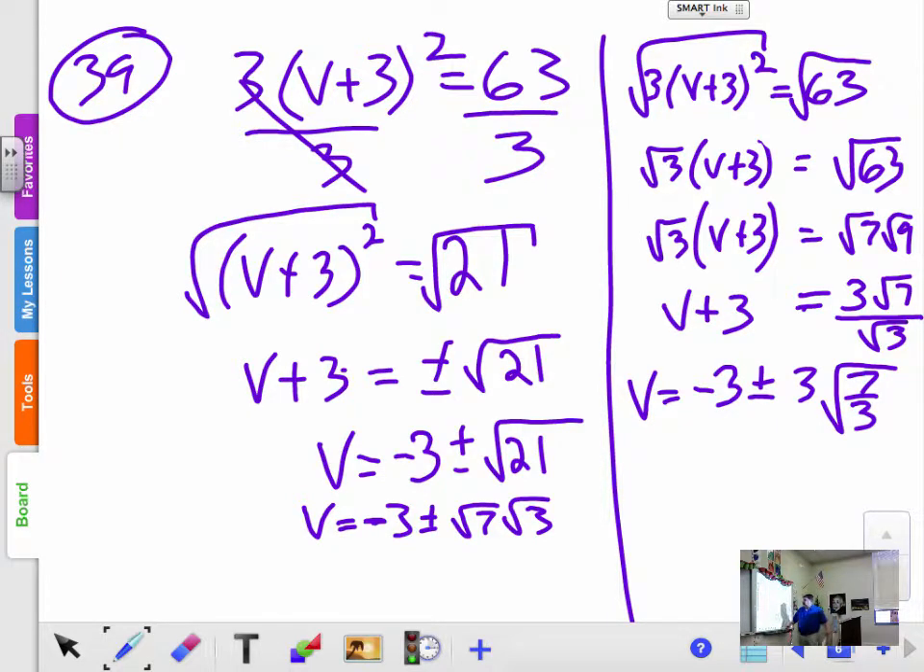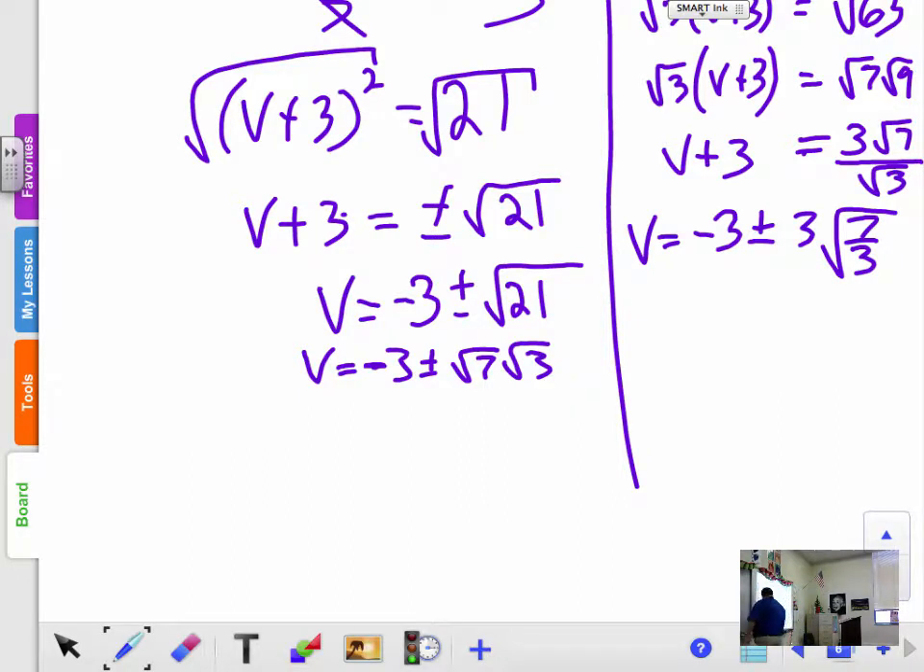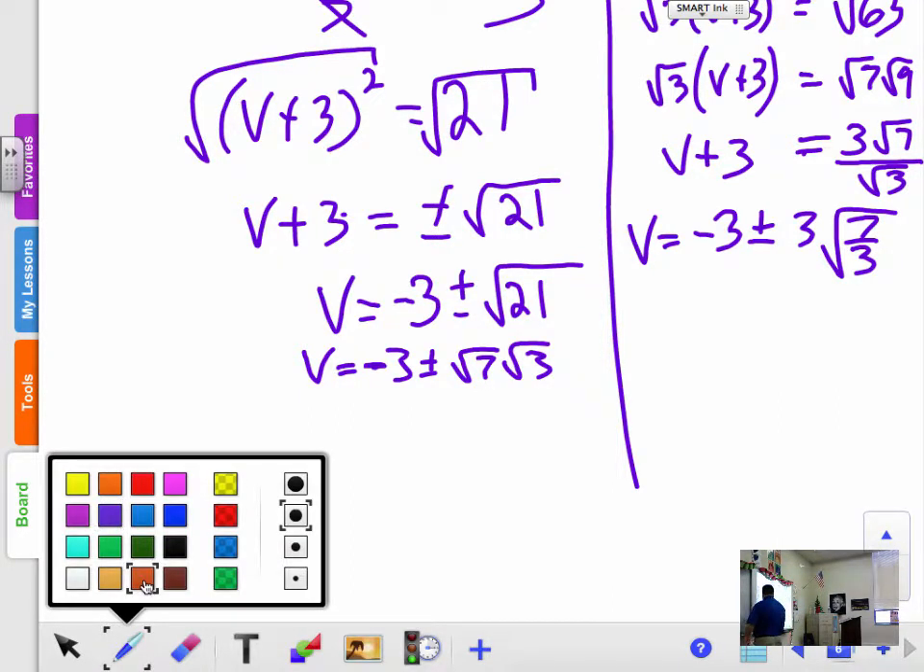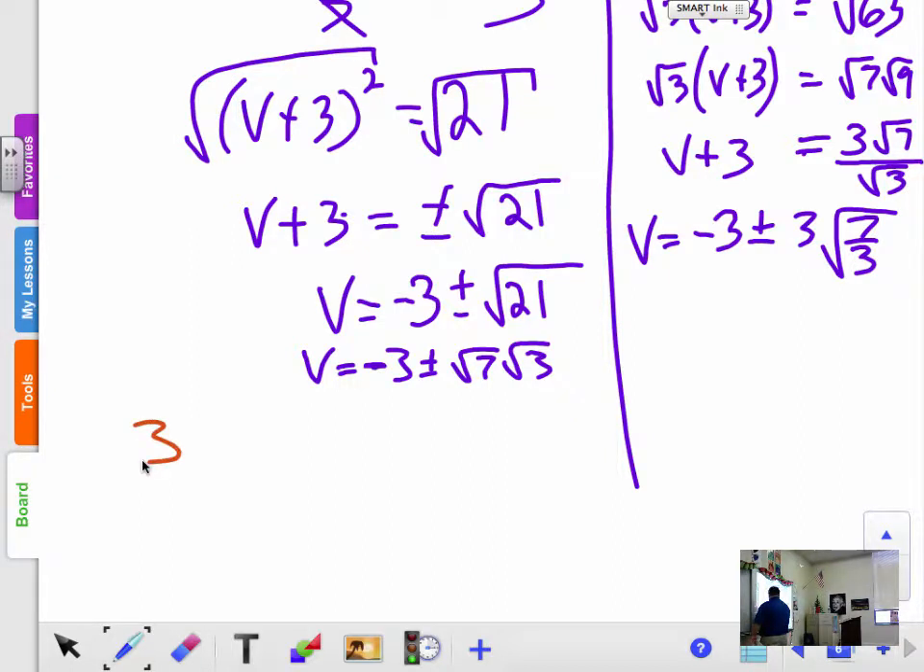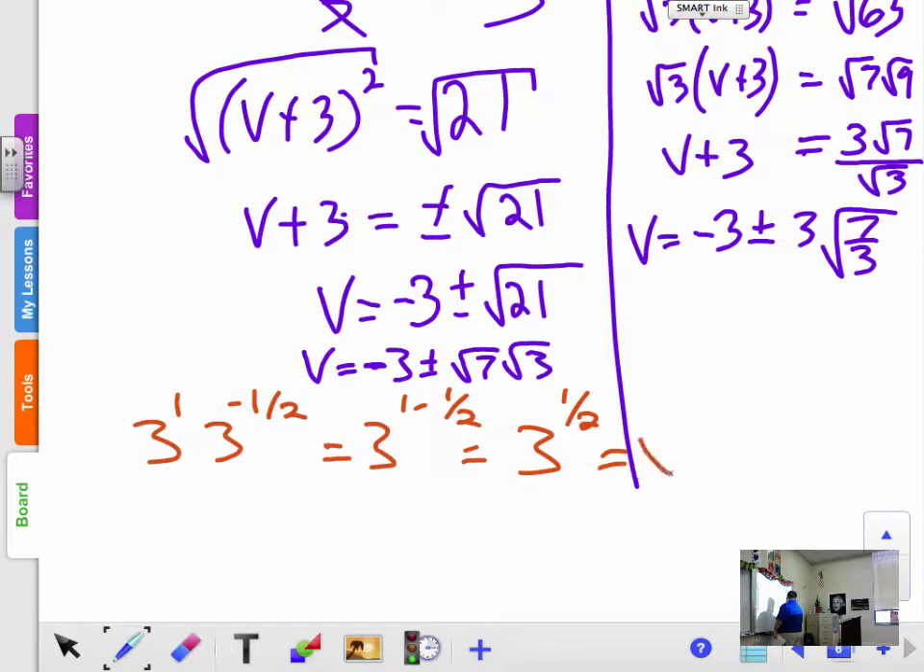Let me show you guys how they're equivalent. 3 to the first power times 3 to the negative 1/2 is going to be 3 to the 1 minus 1/2, which is 3 to the 1/2, which is the square root of 3. Does that make sense? And so this is going to be 3 over the square root of 3. So they're equivalent. They're the same, except this is the answer on your test.